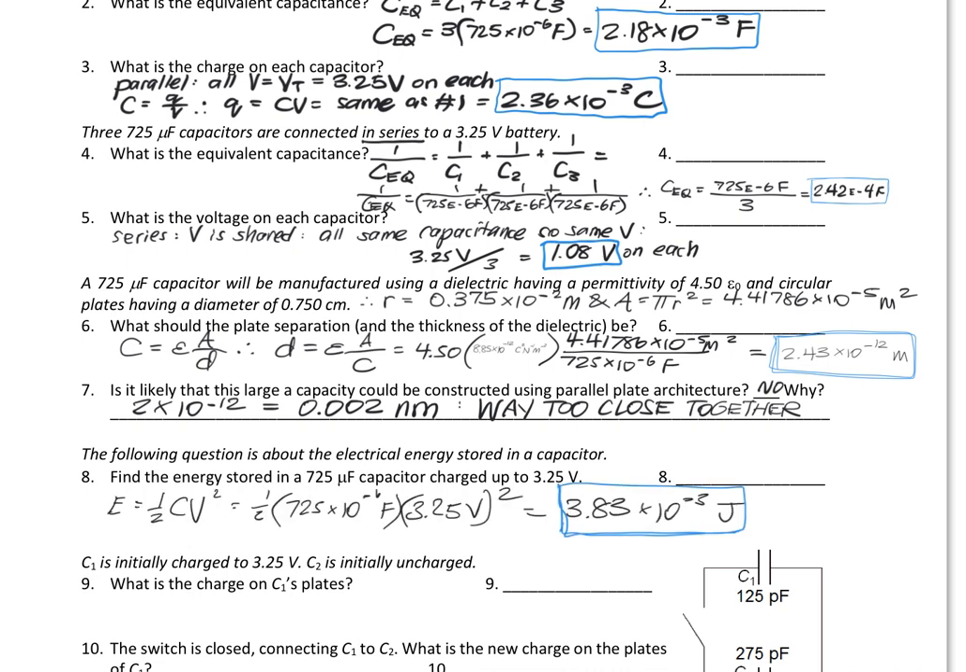So number 8 is pretty straightforward. They give you the capacitance and the voltage, and with the energy, 1/2 CV squared. That's it. Don't forget to square the voltage.